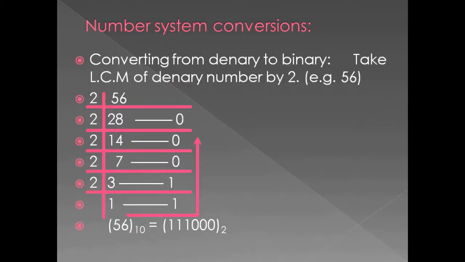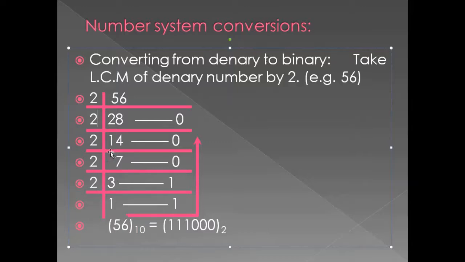Secondly, if you have to convert from denary to binary, simply draw this type of table, write down the number and divide by 2. 2 28s are 56, nothing is left, put a line and write 0. 2 14s are 28, again nothing is left, put a line, write down a 0. 2 7s are 14, nothing is left, line, write a 0.